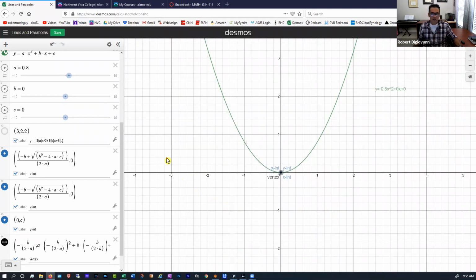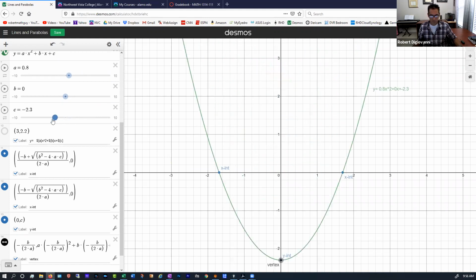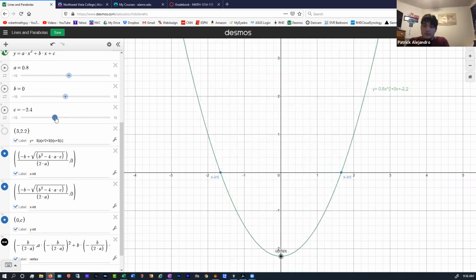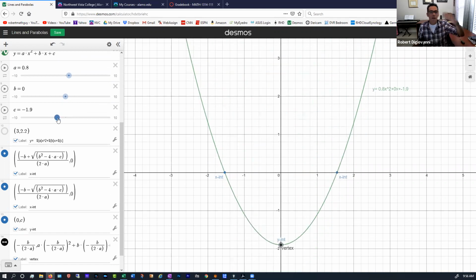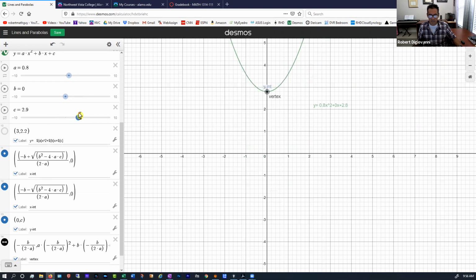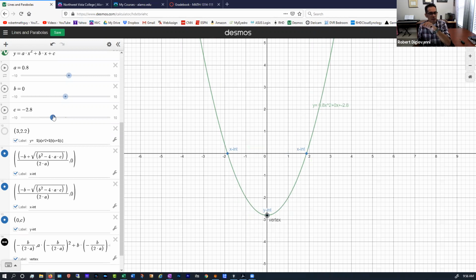Now, let's see what C does. I'm going to skip B for now. Let's see what changing C does. What does that do? It changes the Y-intercept. Yeah, it's just changing the Y-intercept. Isn't that just moving our parabola up and down? Right, that's all it's doing. Wasn't that exactly what that number did with our line, that B? B for the line moved it up and down. So that's what's happening here for us with the parabolas.